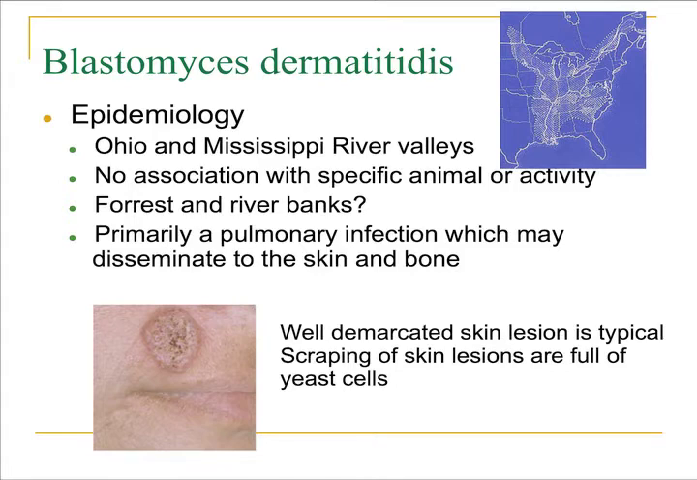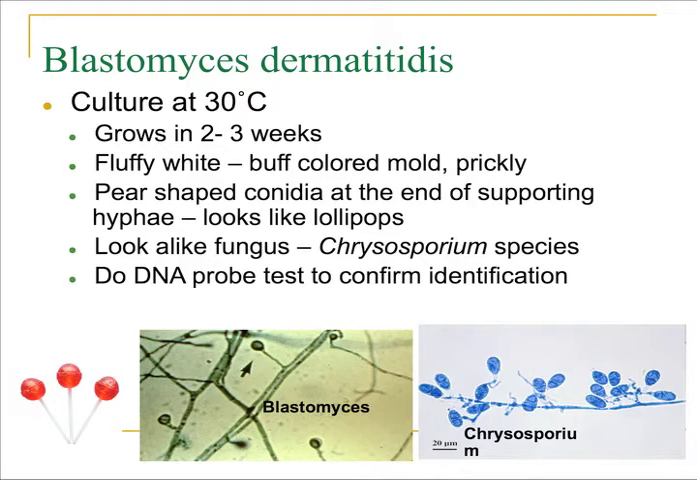On the next slide, we talk about the culture of Blastomyces. It grows very well as a mold phase at 30 degrees centigrade. It takes 2 to 3 weeks to grow. It produces a fluffy white colony that's a bit prickly looking. If you look at the mold underneath the microscope looking at a lactophenol cotton blue prep, you will see pear-shaped conidia at the end of supporting hyphae. They look somewhat like a lollipop extending out from the main hyphal shaft.